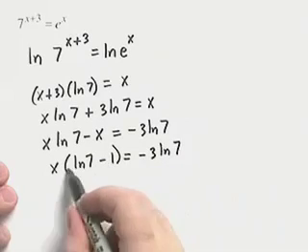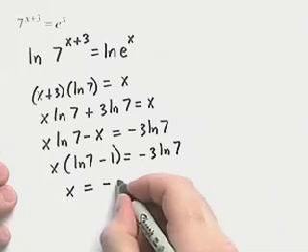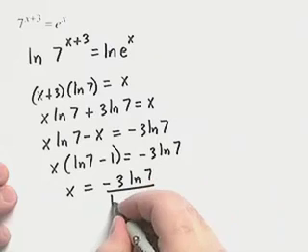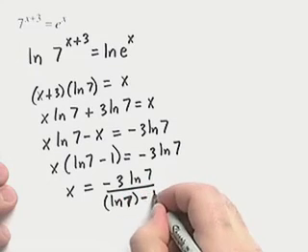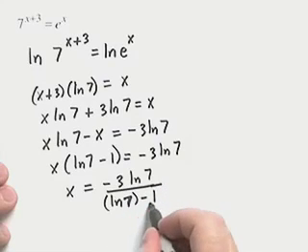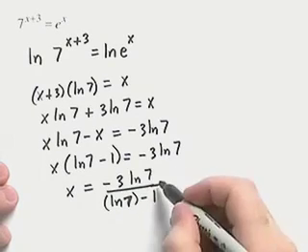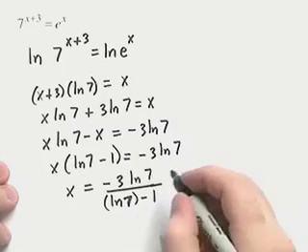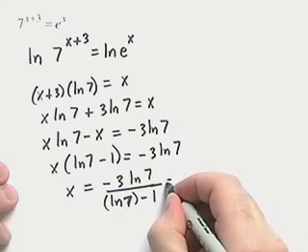We're going to divide both sides by this quantity in parentheses. So we'll have x is equal to negative 3 times the natural log of 7, over the natural log of 7, and we'll put that in parentheses, minus 1. We put that in parentheses to make sure we're clear that the minus 1 is separate from the logarithm. Now this is an exact answer. If we wanted to get the approximate answer, we could put this in our calculator. We could also rewrite this in another form.